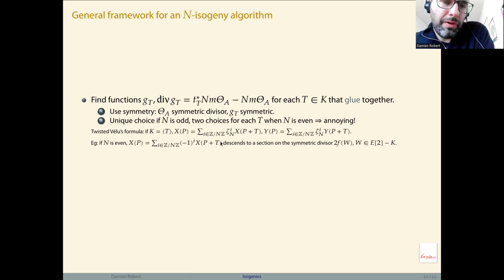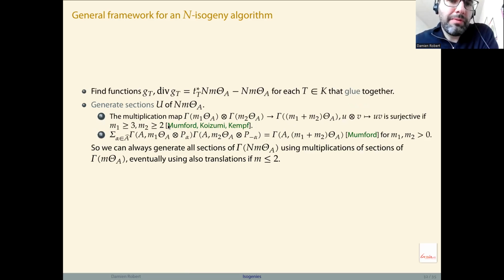Okay, so now we found our functions. Now what I need to do is generate sections U of my big polarization using the functions.